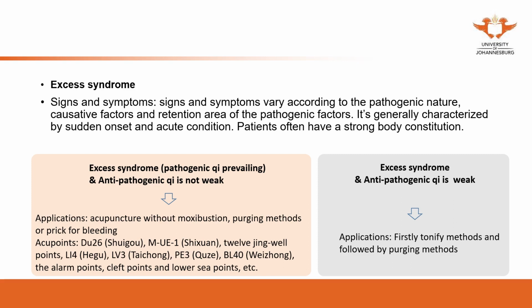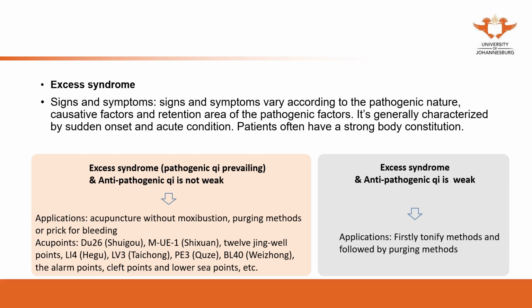These pathogens include, but are not limited to, the exogenous pathogens: the wind, the cold, the heat, the summer heat, the dampness, the fire. It also can refer to the pathological products, such as the phlegm, stagnant blood, stones. So there are all different kinds of pathogens in the body; depending on which specific pathogens, we're going to choose different techniques.